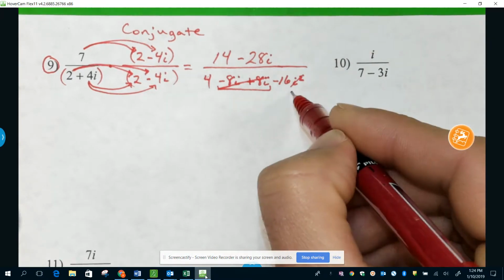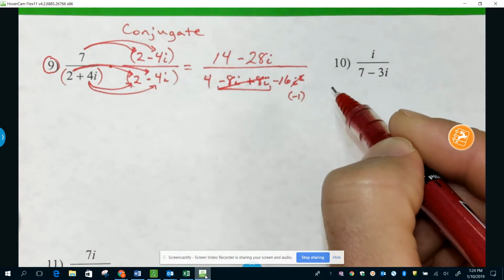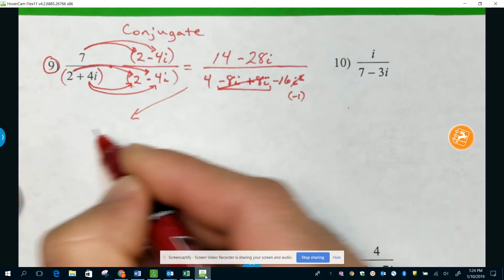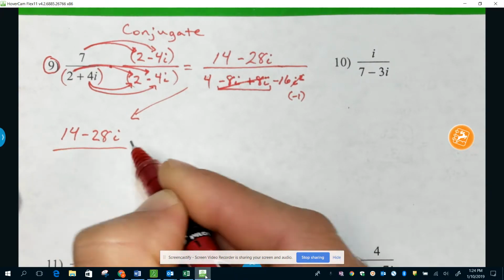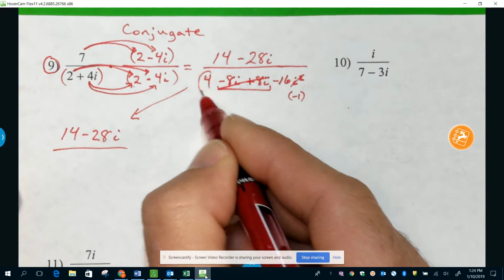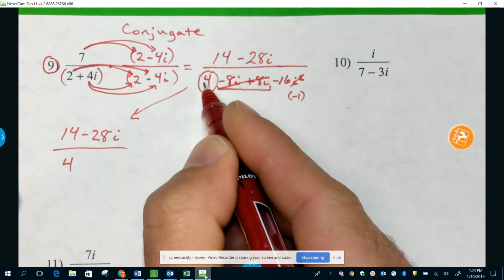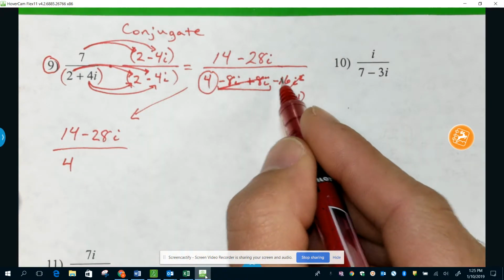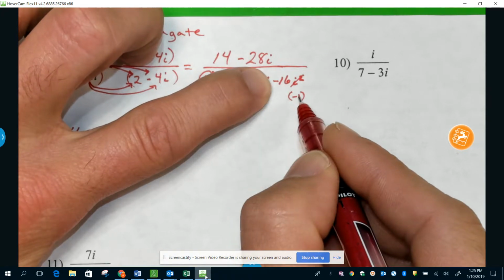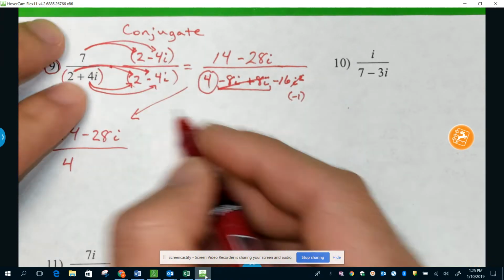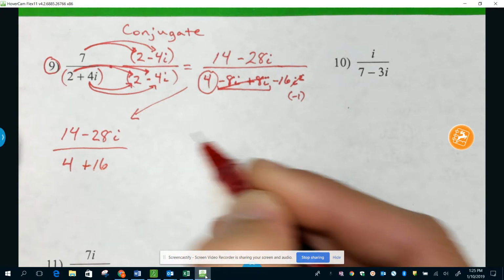Now again, you should have a red flag going off. i squared needs to turn into a negative 1. So I'm going to rewrite this down here. I got a 14 minus 28i. And now I've got a 4. The i's canceled. And now here in the back, you had a negative 16 times i squared. It's actually negative 16 times negative 1. Negative 16 times negative 1 is a positive 16.